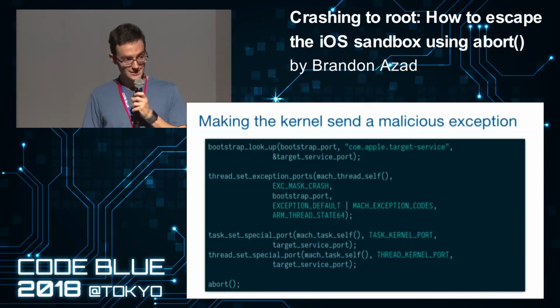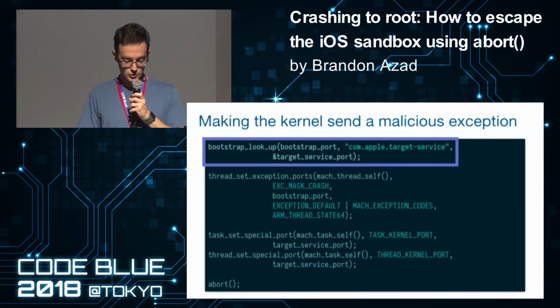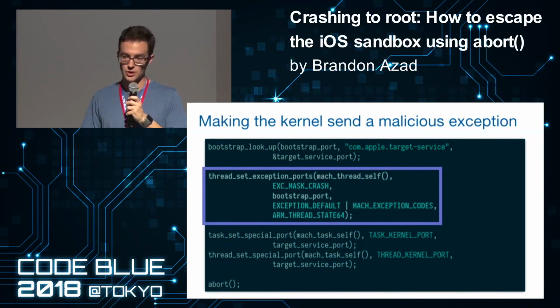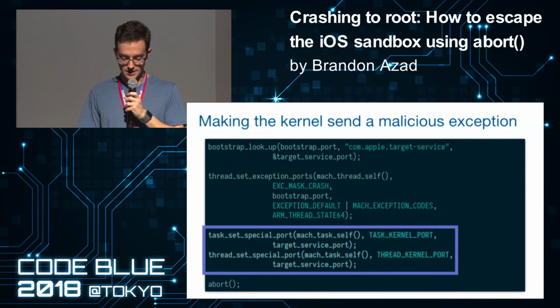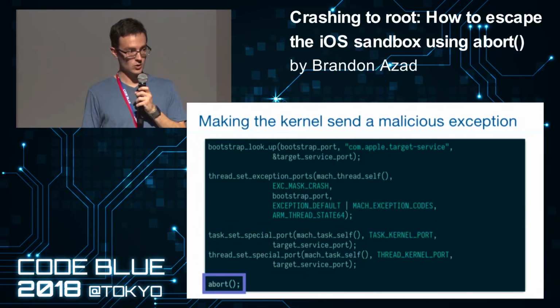It's actually pretty easy to trigger this bug. First, we look up the send right to the mock service we want to free in LaunchD. Next, we register LaunchD to be our exception handler for xcrash exceptions. Then, we call taskSetSpecialPort and threadSetSpecialPort to make the kernel use the target service port in the exception message. And finally, we call abort. This triggers the kernel to send a malicious xcrash exception message to LaunchD, causing LaunchD's send right to the target service to be freed.